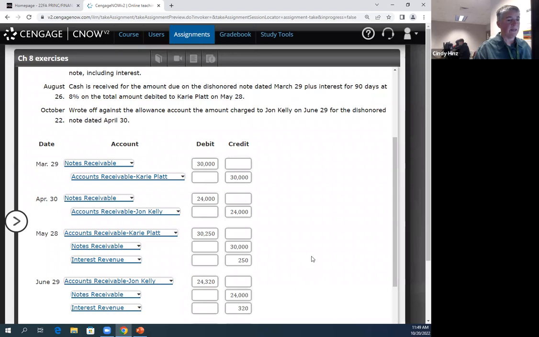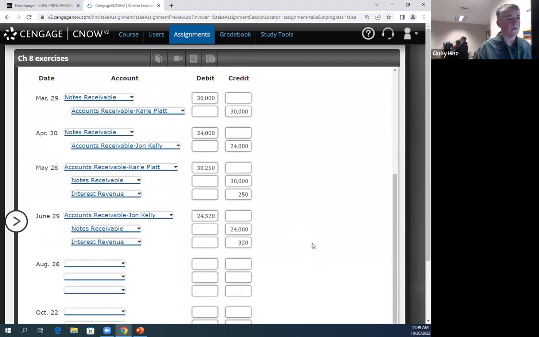So we need to recalculate the amount that she owes. Let's calculate the interest at 8% for those additional 90 days. So the amount she now owes was, remember, $30,250 because she already owed us the interest. Now she's going to pay us interest on that interest, 8%. And that was for another 90 days.